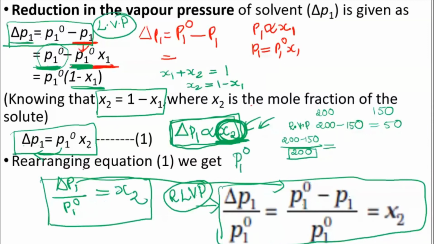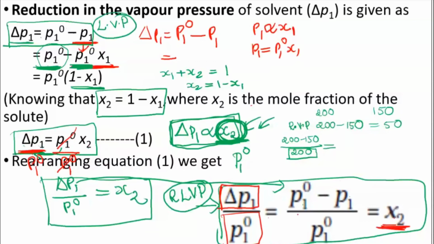So here delta P1 divided by, I will write in red one, P1 naught. And here also divided by P1 naught. So when I divide throughout, what will be left out? Delta P1 divided by P1 naught is equal to this, and this will cancel. So remaining is only x2. So you will get delta P1 divided by P1 naught is equal to x2.